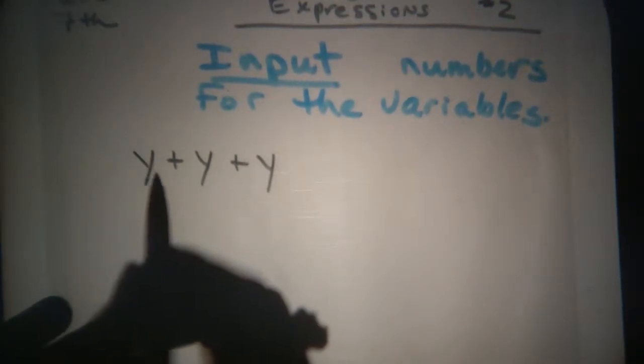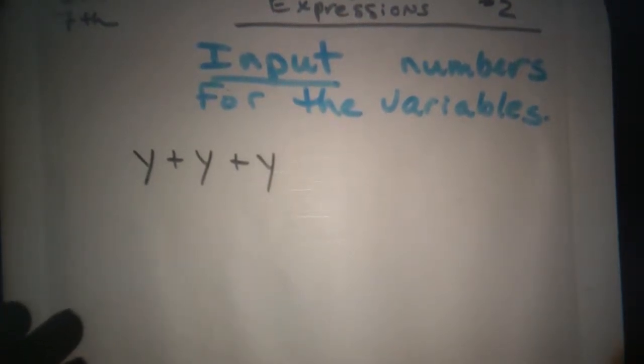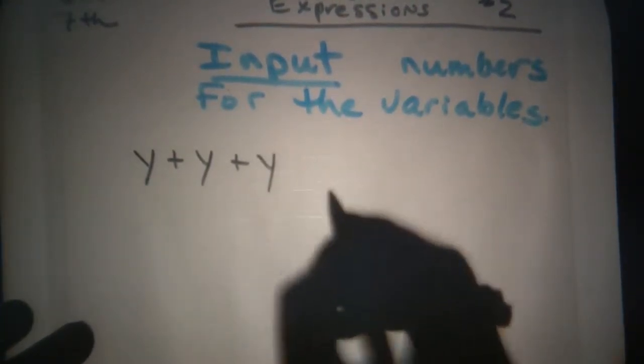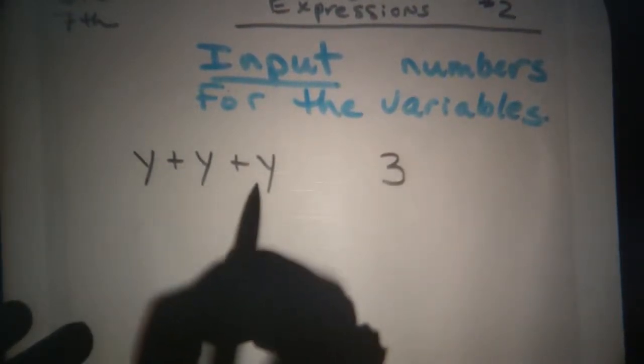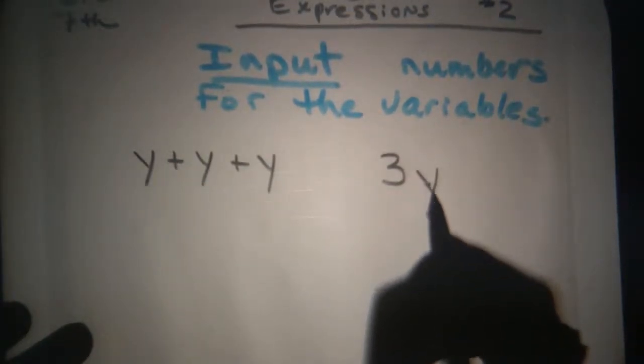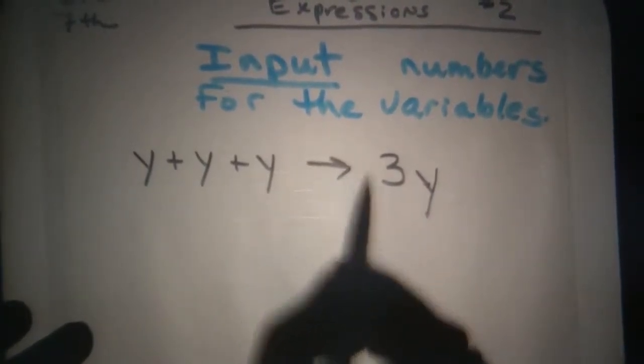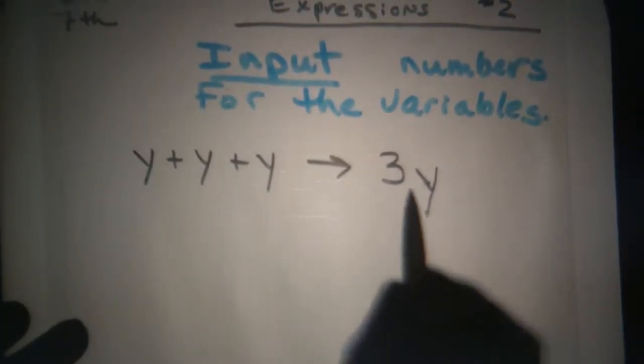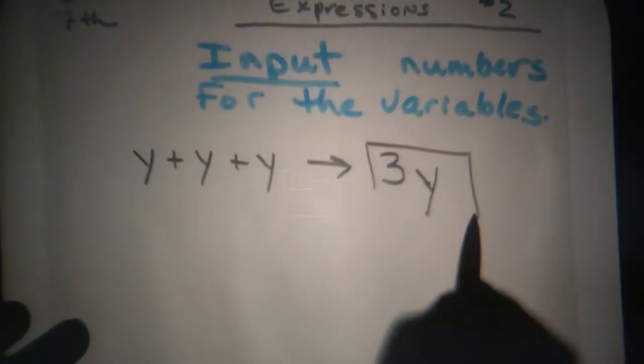So instead of putting y plus y plus y, how many y's do we have here? We have 3 y's. I have 3 what? 3 y's. So this is the same thing as this, but this is our algebraic term.